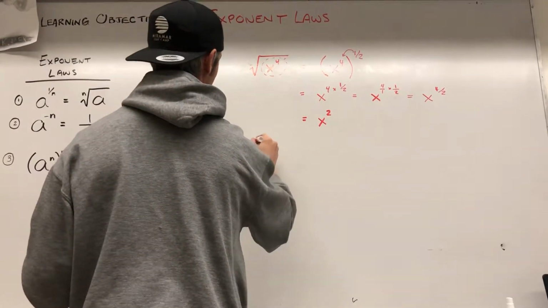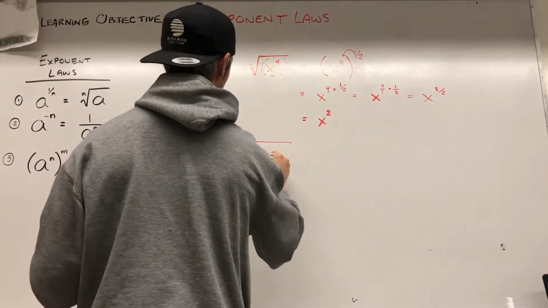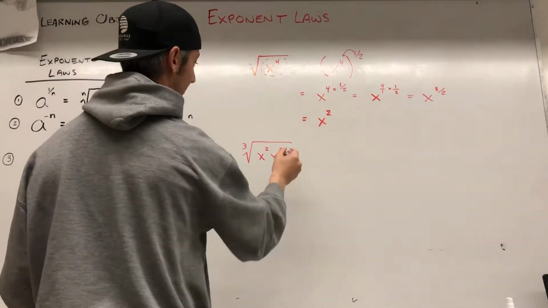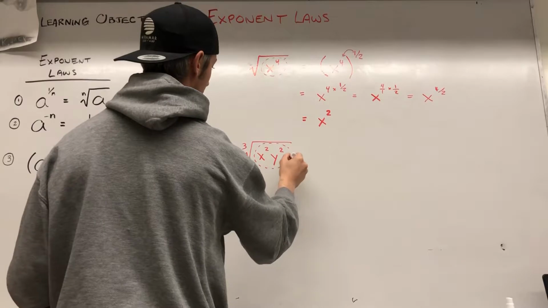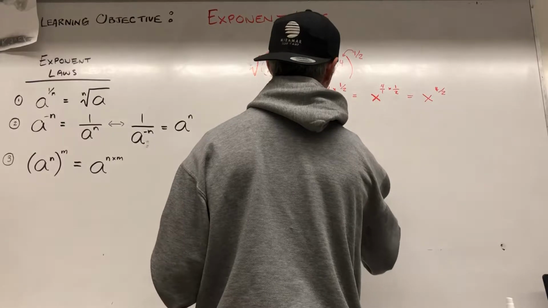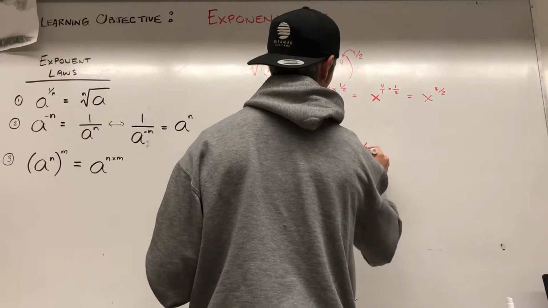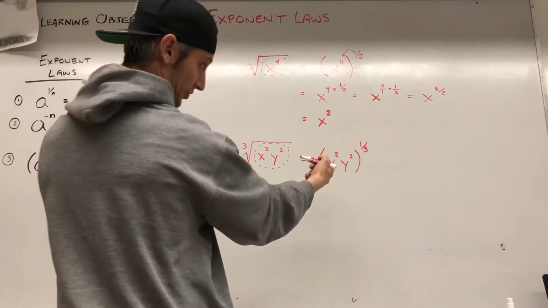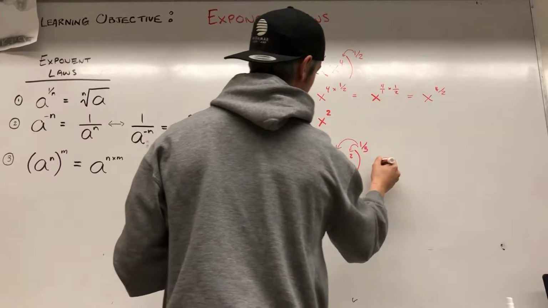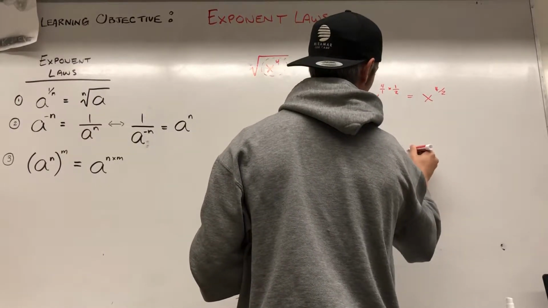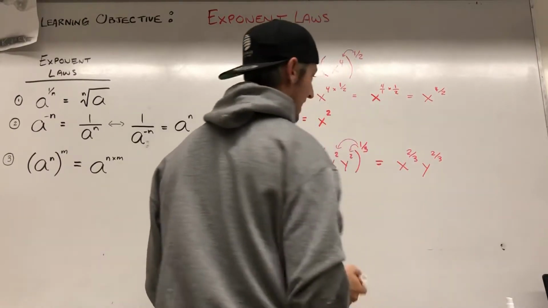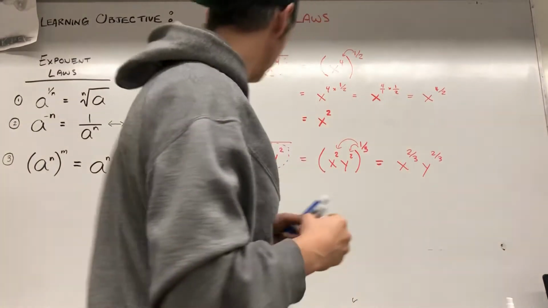Okay, if I had the cube root of x squared y squared, well, in this case, this would be my a, and I would get x squared y squared to the power of 1 over 3. And then, because these two variables are multiplying each other, I can distribute this into each of these, and I get x to the 2/3 times y to the 2/3, and that is my simplified expression.